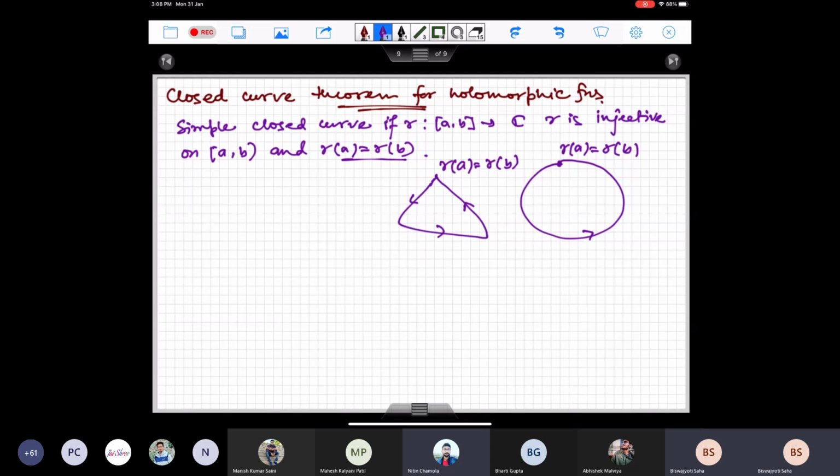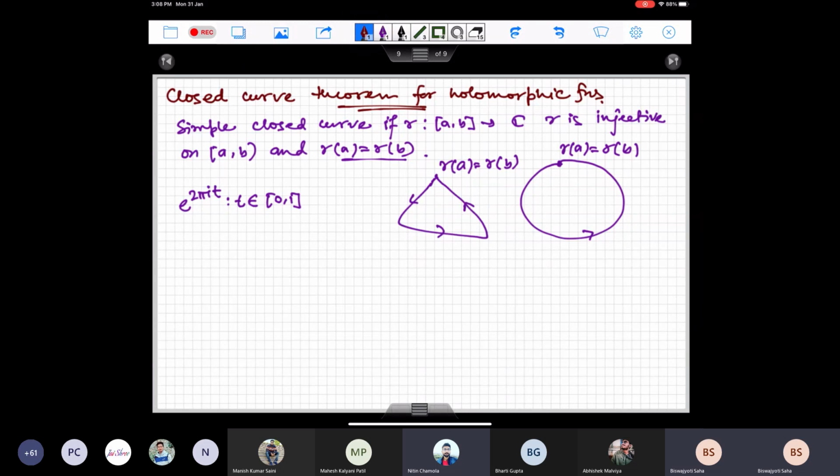For example, we were taking this path e to the power 2 pi i t, with t in the closed interval [0, 1]. That path started here and came back here. So that was the orientation. We are going to take these kinds of things in the anti-clockwise direction. With this prelude about a simple closed curve, I want to start with the following theorem.